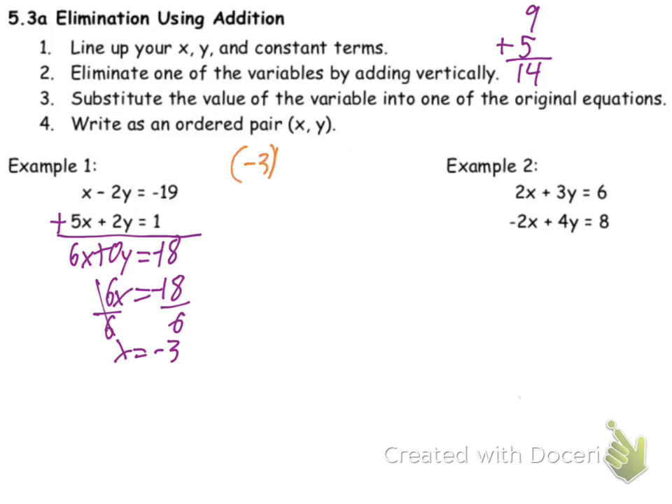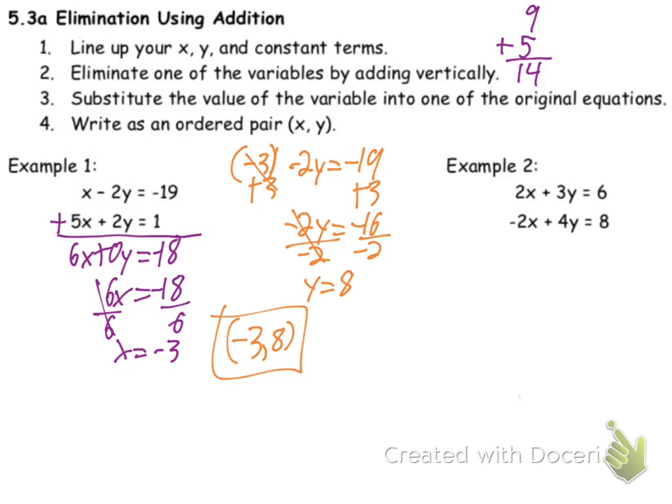Negative 3 minus 2y is equal to negative 19. You can plug it in the bottom, you get the same answer. Okay? So, we have to add 3 to both sides to get rid of the negative 3. Negative 2y is equal to what number, guys? Negative 16. Negative 16, thank you, Kevin. Now, what are we going to do with that negative 2? Divide. What does y end up being? 8. How do I write my answer now? Negative 3, comma 8. Yes, sir. Negative 3 comma 8 as an ordered pair. Very good.